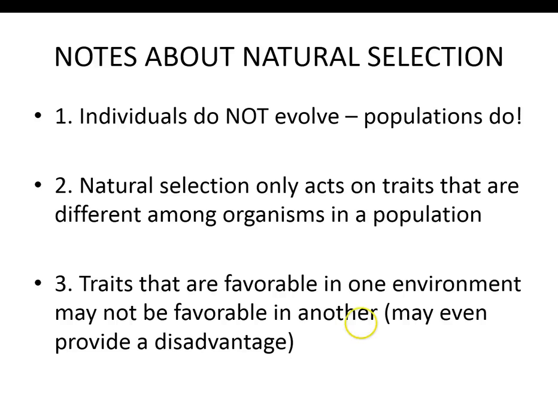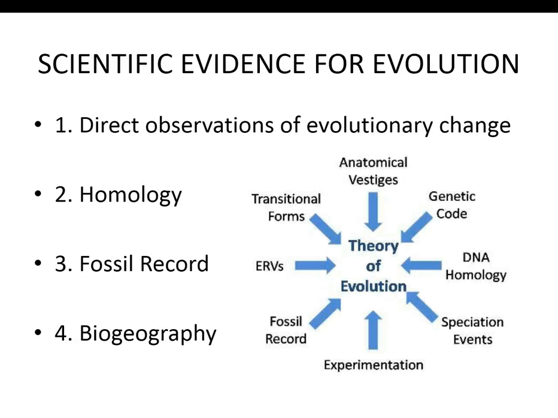Okay. Natural selection only acts on traits that are different. So if everybody has the exact same trait, nobody has an advantage, and so natural selection doesn't act on those particular traits. And then the last point that we made was traits that are favorable in one environment may not be favorable in another. And so it's going to change depending on the environment.